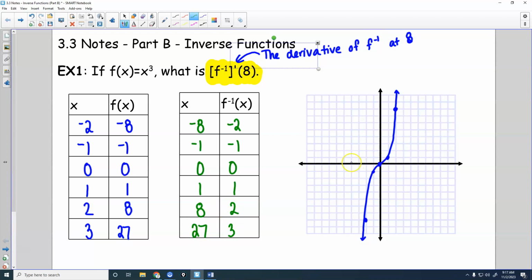So if I graph these points, I've got -8, -2. These 3 points right here stay the same because they were already on that line y equals x, and 8, 2 goes here. And so this graph is going to look like this.